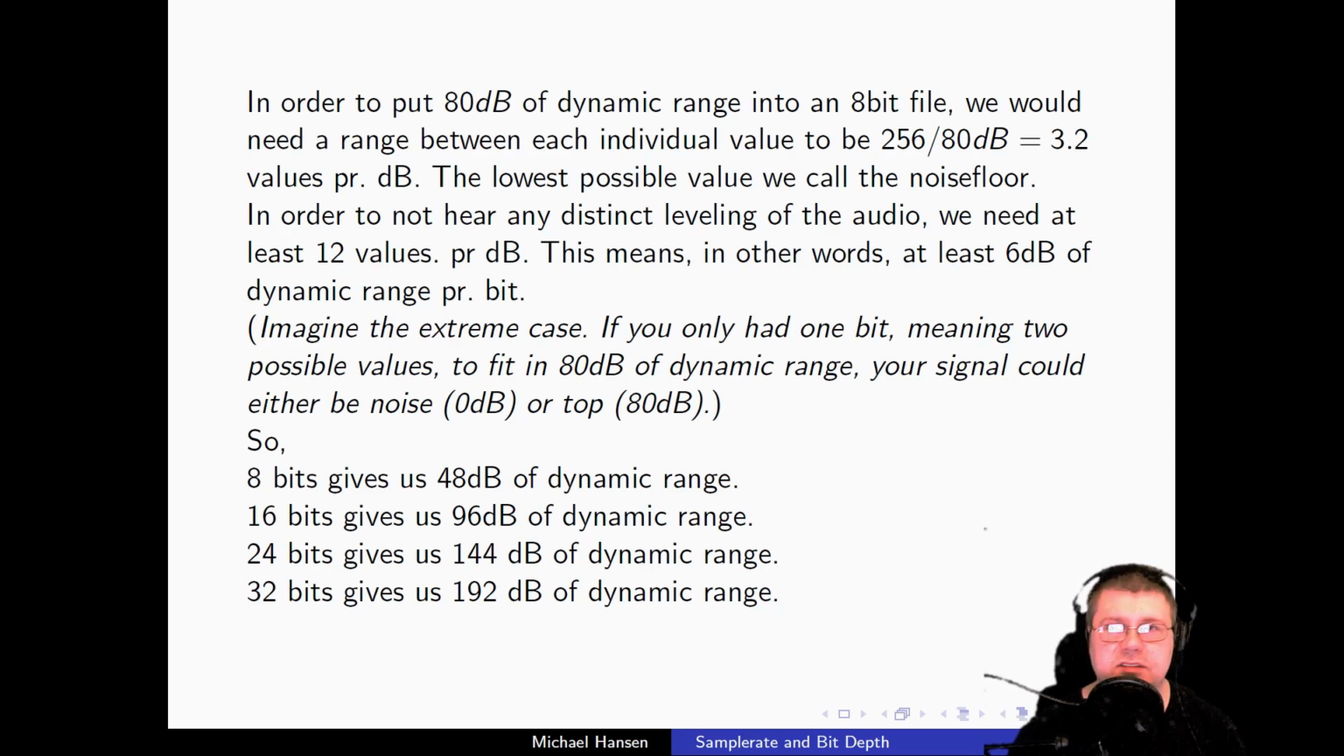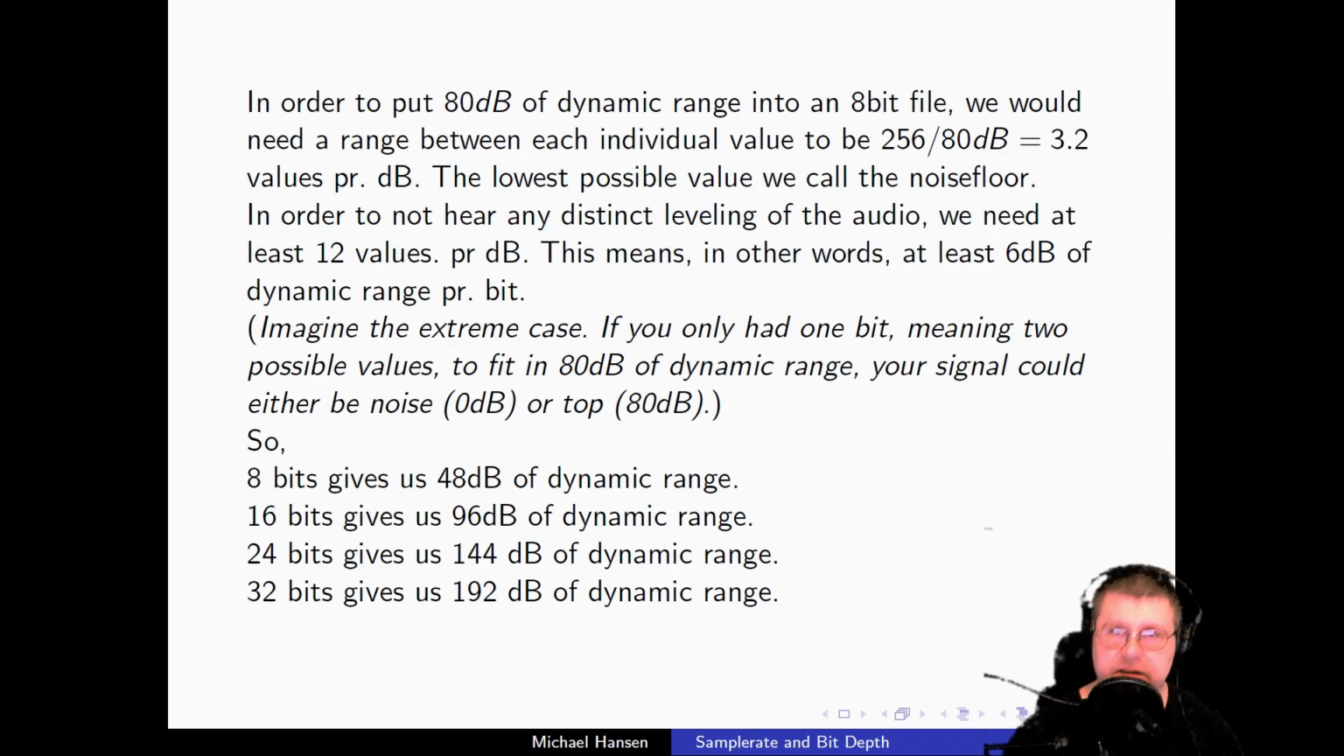And here you can imagine the extreme case. Imagine you only had 1 bit, meaning 2 possible values to fit in 80 decibels of dynamic range. That would mean that you could either have your noise floor, or you could have the top, which would be the actual loudest part that you can hear. So you would go between them all the way around. That wouldn't be very nice, huh?